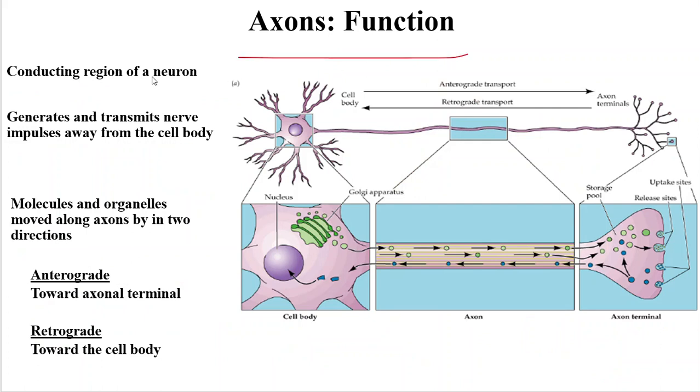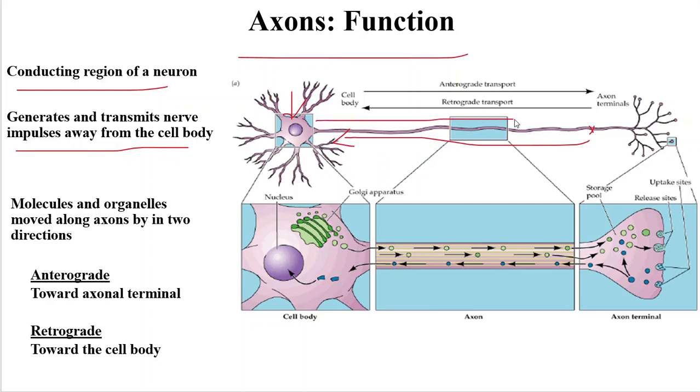Functions of the axon is the conducting region. That's where the electrical input pulse leaves the cell body, goes all the way to the axon terminal. Now, the electrical signal is one way. However, since we said that this cell body is where all the biosynthesis takes place, it makes sense that if something wears out in the axon, it's going to have to be transported back up here to be recycled, and something new is going to have to be transported down this way to replace it.